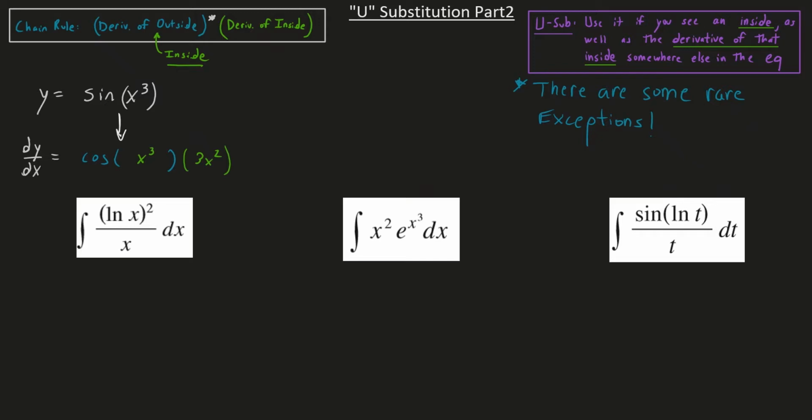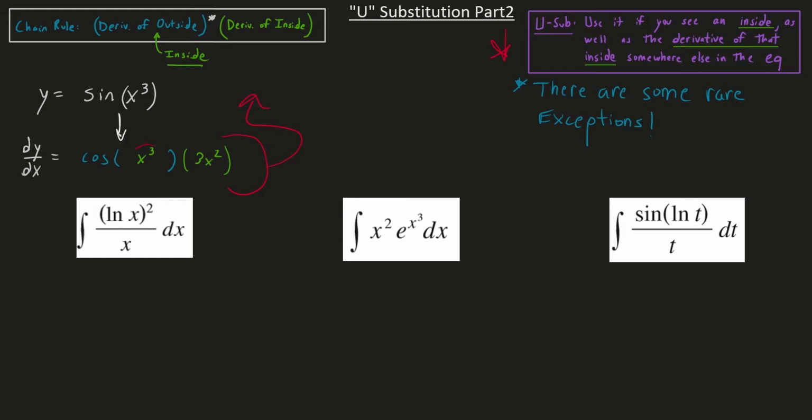So this is the U substitution part 2 video. I just want to make one point to add on to our original U substitution concept. The way I taught you guys how to think about U sub is that you can use it if you see an inside as well as the derivative of that inside somewhere else in the equation. It is the inverse, the undoing of the chain rule.